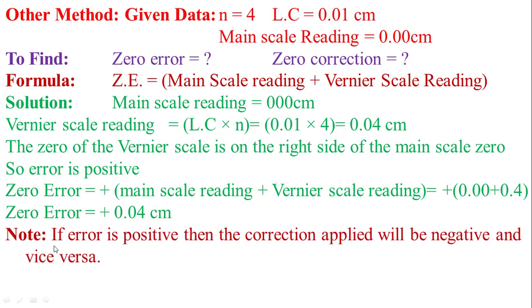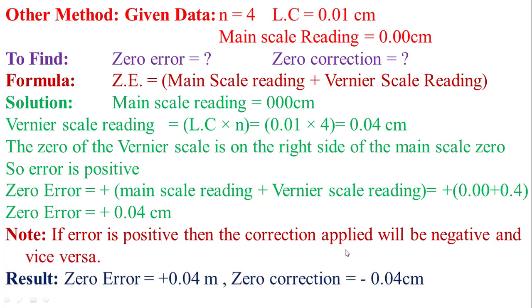Note: if zero error is positive, then the zero correction will be negative, and vice versa. Here zero error is positive, so zero correction is negative 0.04 centimeter. Result: zero error is equal to plus 0.04 centimeter and zero correction is equal to minus 0.04 centimeter.